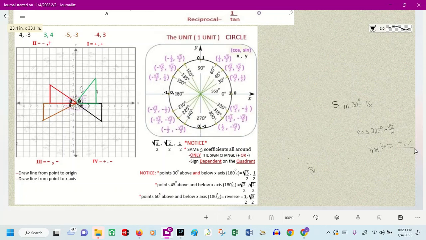And what is your adjacent? Your adjacent is your cosine. Your cosine is the same thing, but that one is square root 2 over 2, which is 0.7. So with that being said, the tangent of 315 would be what? 7 divided by 7 is 1, but what kind of 1 is it? Negative divided by positive is negative. So the tangent of 315 is negative 1.